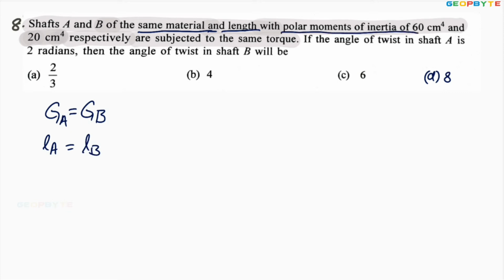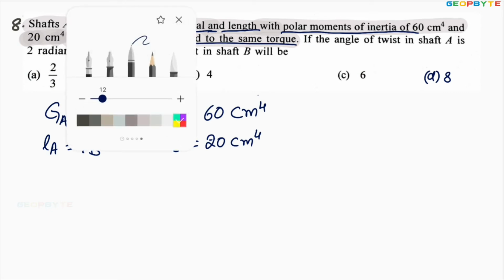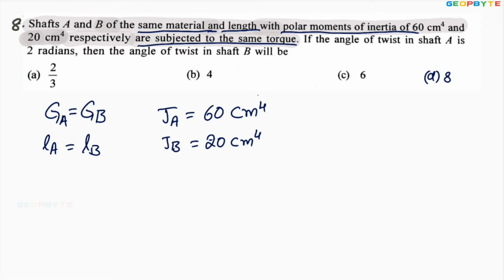Polar moment of inertia denoted by J. For A it is J suffix A, 60 cm power 4, and for B it is 20 cm power 4 respectively, are subjected to the same torque. Subjected to the same torque means TA equal to TB.